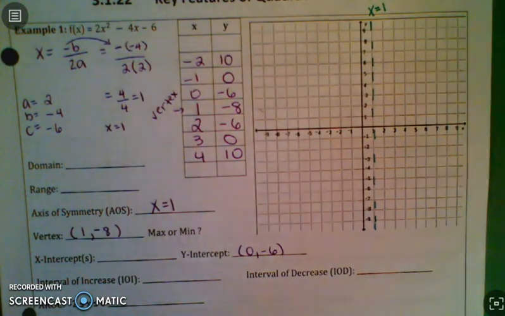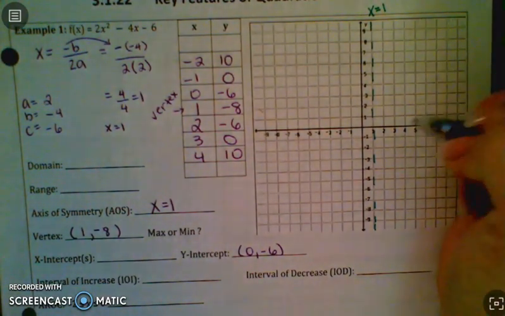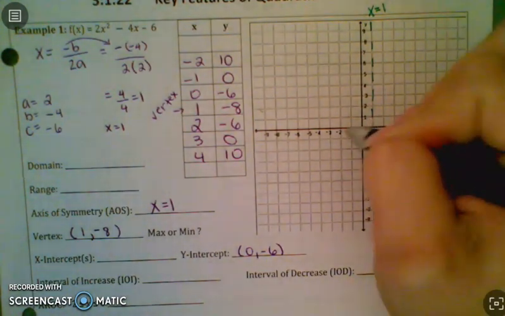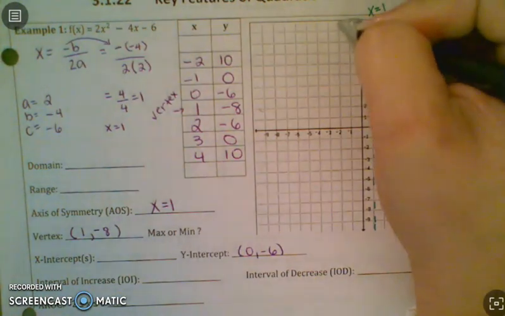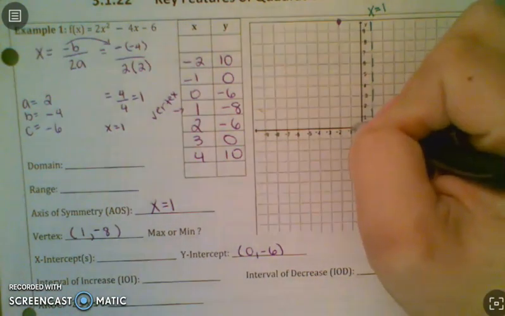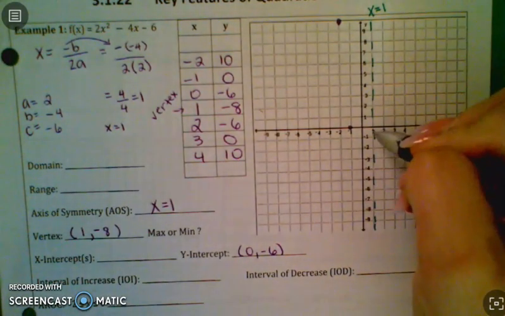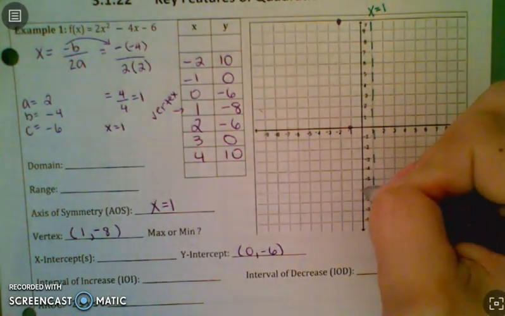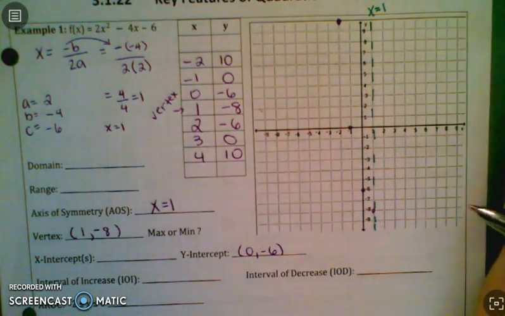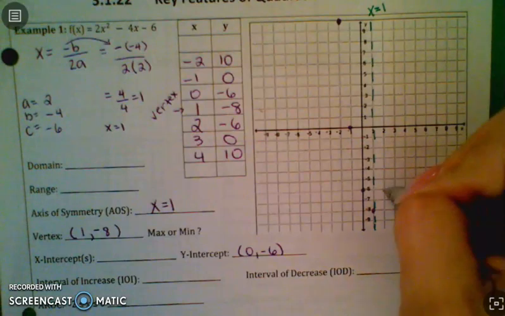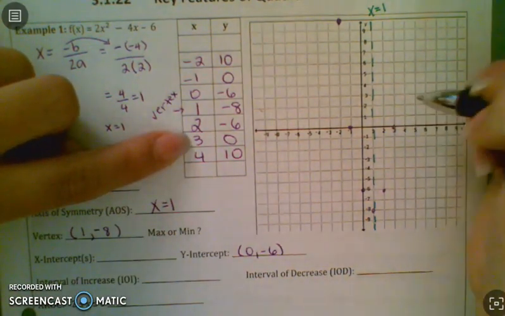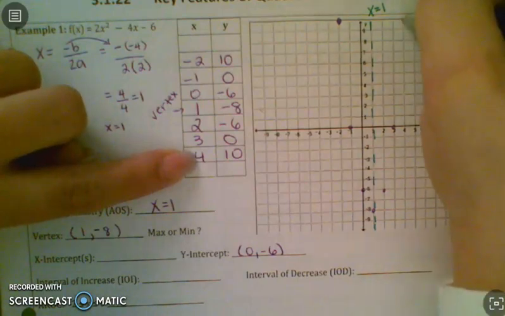Now I'm going to go ahead and plot my points. So negative 2 is 10. Negative 1 is 0. 0 is negative 6. 1 is negative 8. And then they start to repeat again. So 2 is negative 6. 3 is 0. 4 is 10.